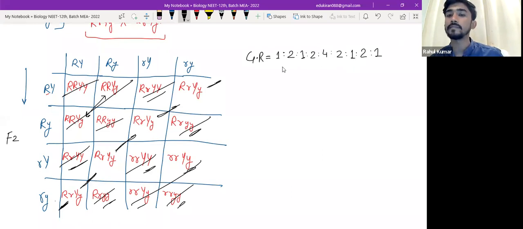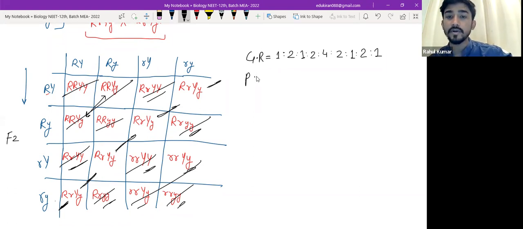Total, can you add how many are there? How many genotypes are there? 1 2 3 4 5 6 7 8 9 genotypes are there, and total offsprings are 16. If you add them up, it will be 16, right? Yes, everyone, you understand? This is the genotypic ratio in F2 in a dihybrid cross.